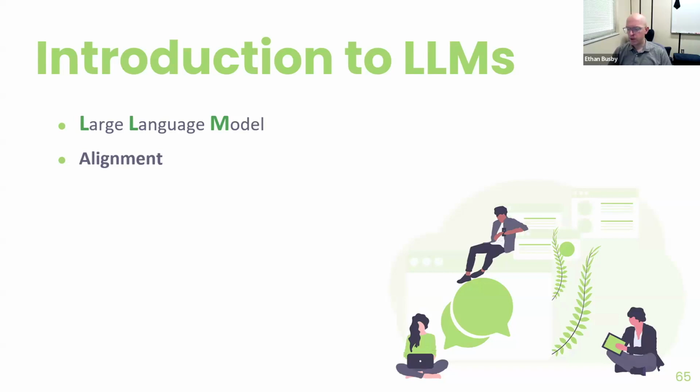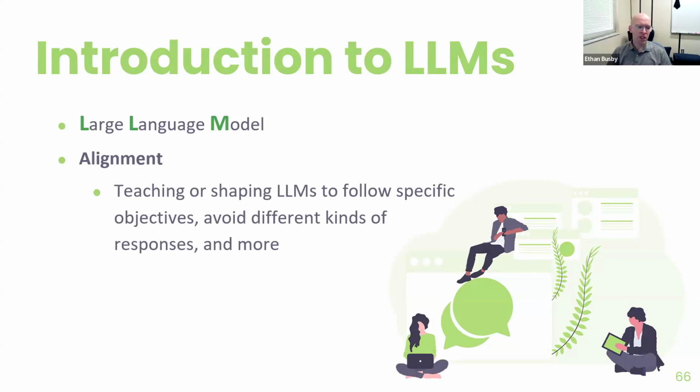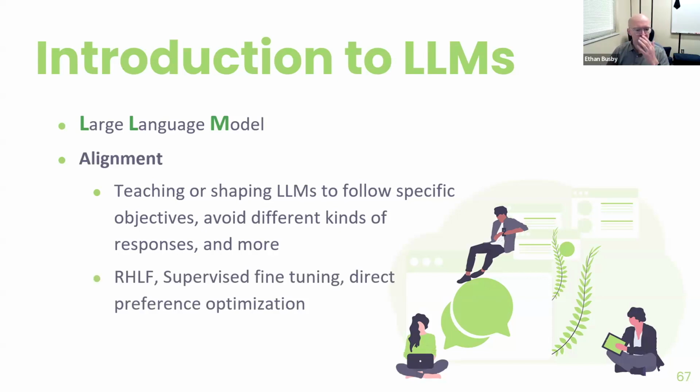When we talk about alignment, that is another thing that comes up when we discuss large language models. Alignment is the teaching or shaping of large language models to follow specific objectives and to avoid different kinds of responses and more. And it's something that's done to the models after this initial pre-training stage. So some terms that are used for alignment are RLHF, which stands for reinforcement learning from human feedback. Or we could also do what's called supervised fine tuning that the model creators use. And also they use a process called direct preference optimization.